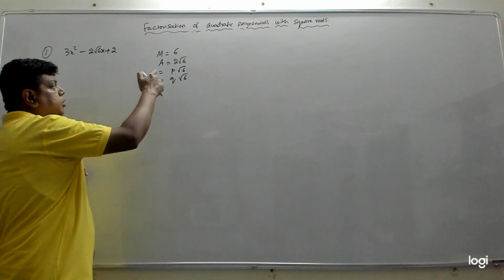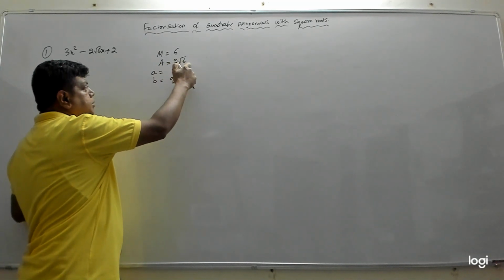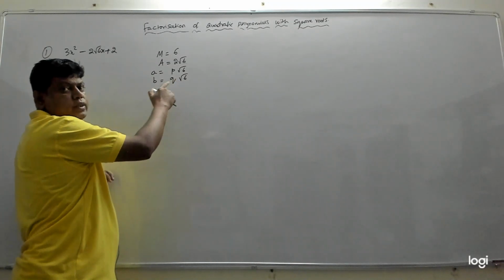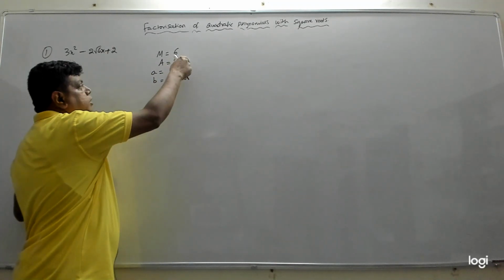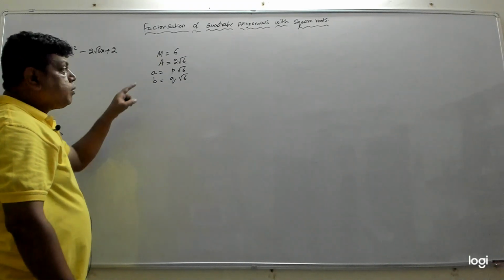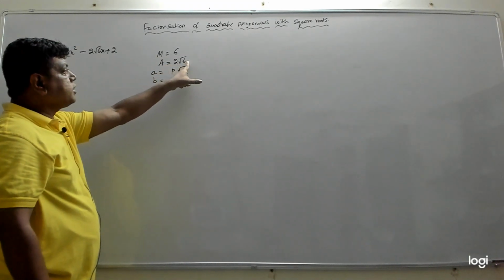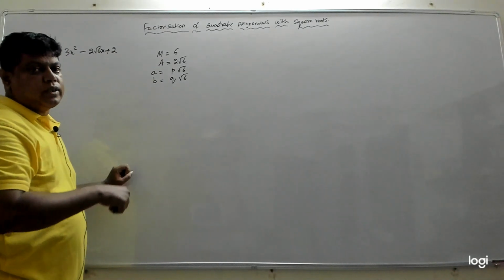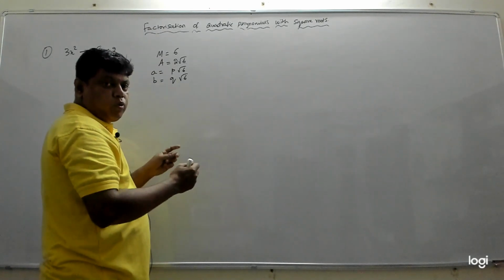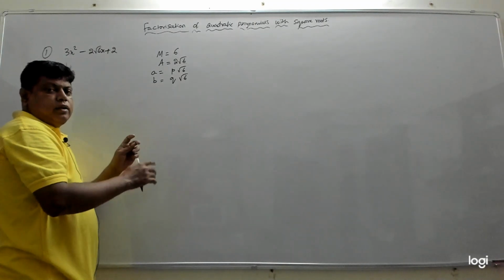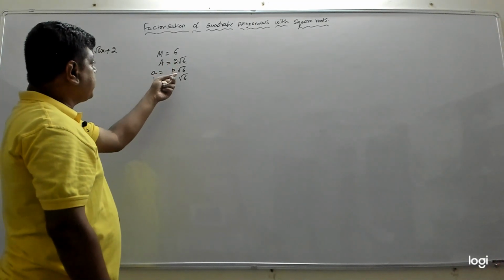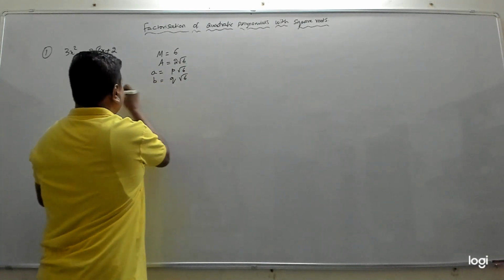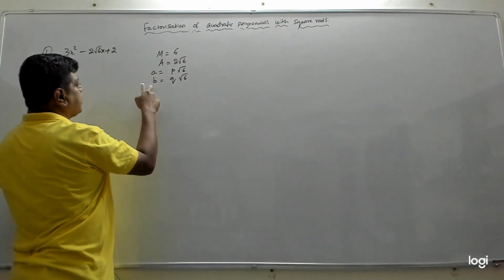So when you add, you should get 2 root 6, which means a will be some number of root 6 and b will be some whole number of root 6. Only then, when you add, will you get a root 6 term. So whenever you see that adding gives you a root 6 term, it means both the numbers we are going to find must have root 6. Only then, when you add them, will you get 2 root 6.